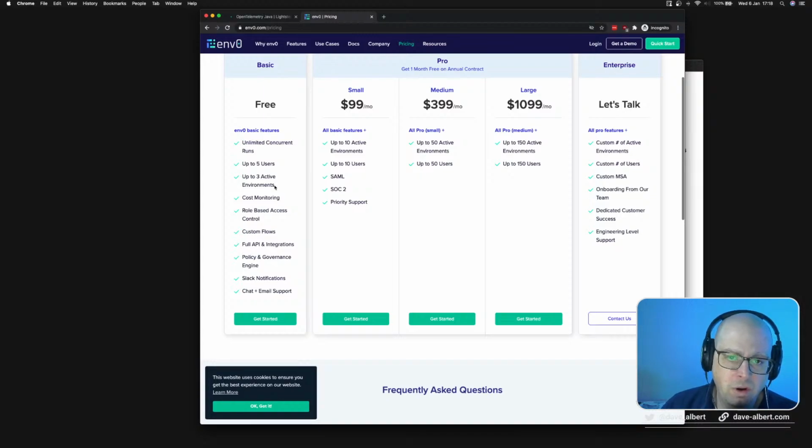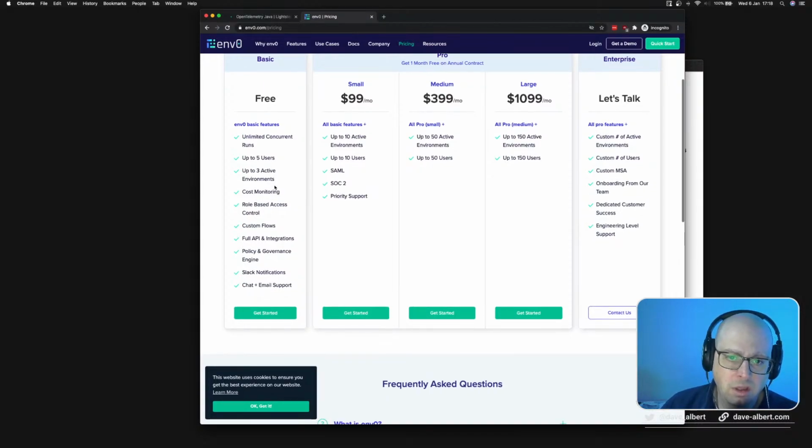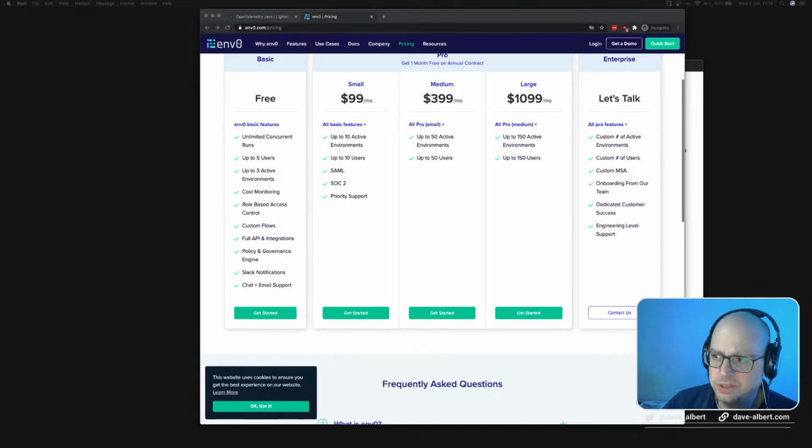Wow. For new infrastructures, that's pretty good. I mean, you could run your dev, test, and prod, or test, stage, and prod, depending on how you want to do that. It could be extremely interesting.